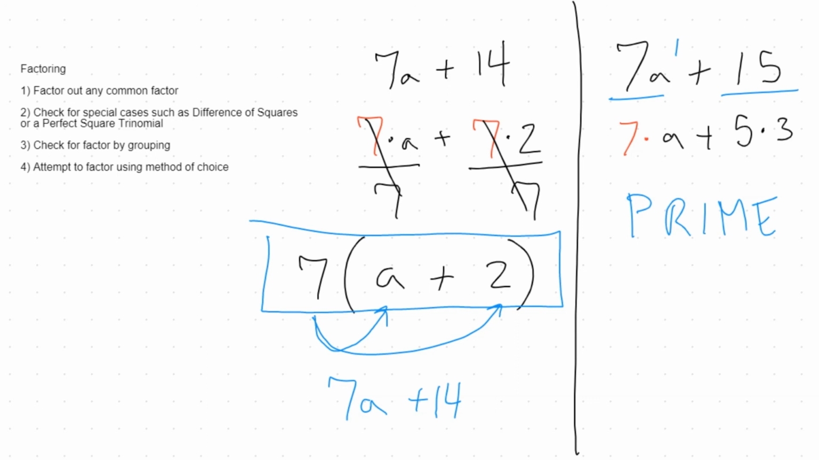So not everything factors. It's very important to know that because you could end up spending forever on a problem and feeling like you're doing something wrong when there actually is no way to factor it. It is possible to have something that doesn't factor. But we do have to exhaust every possibility to try to factor before we conclude that it's prime.